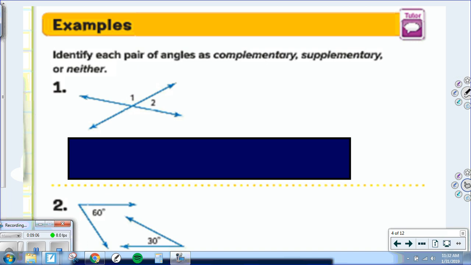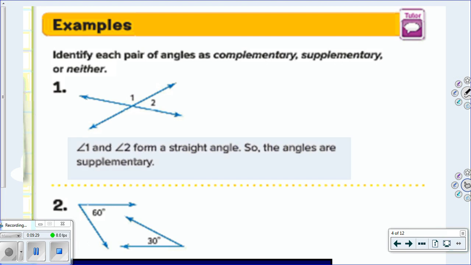The second example, we have a 60-degree angle and we have a 30-degree angle. They're not directly next to each other, but they give us the measure of both. If we add 60 degrees and 30 degrees, what do we get? 90 degrees. So raise your hand if you think they are complementary. Raise your hand if you think they're supplementary. Raise your hand if you think they're neither. They are complementary.